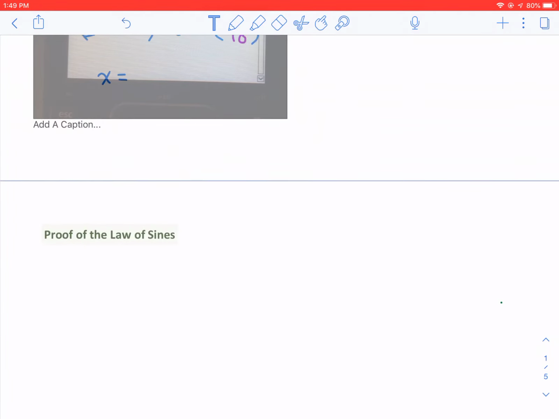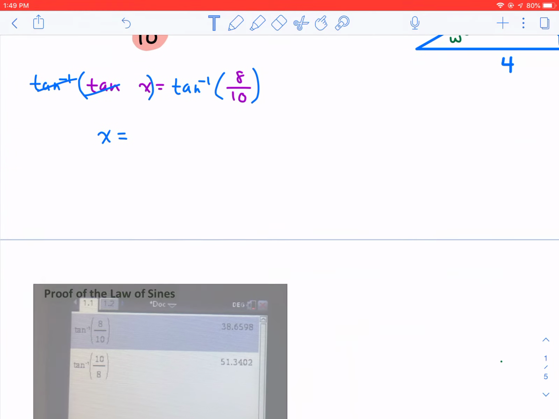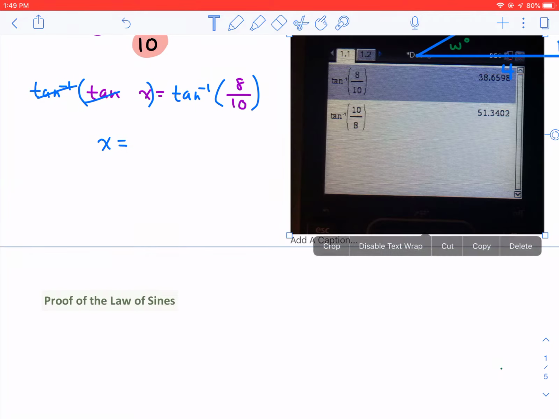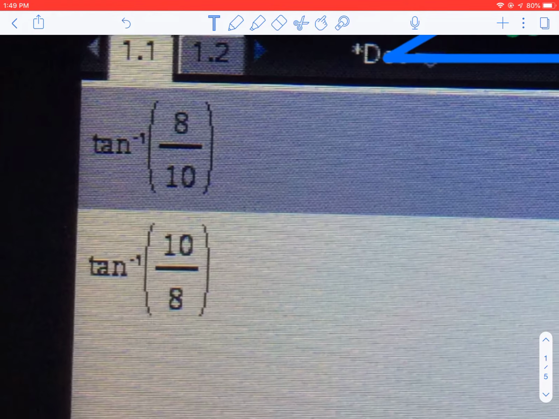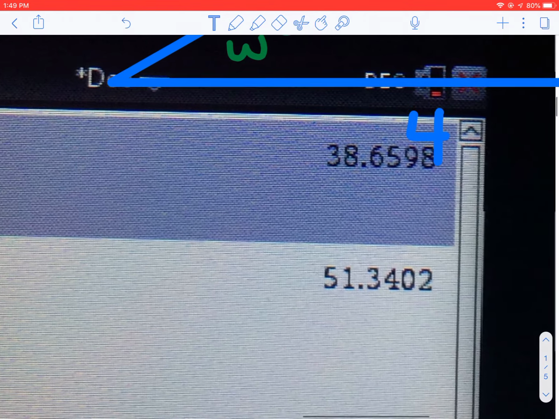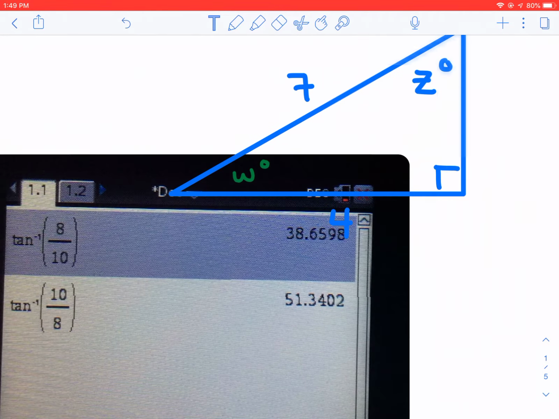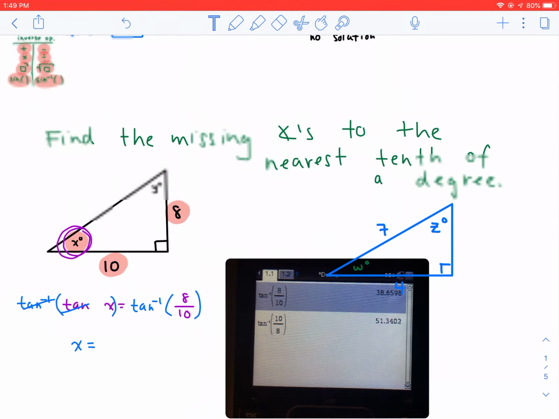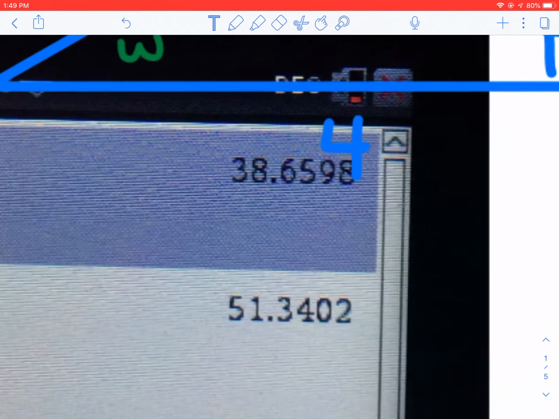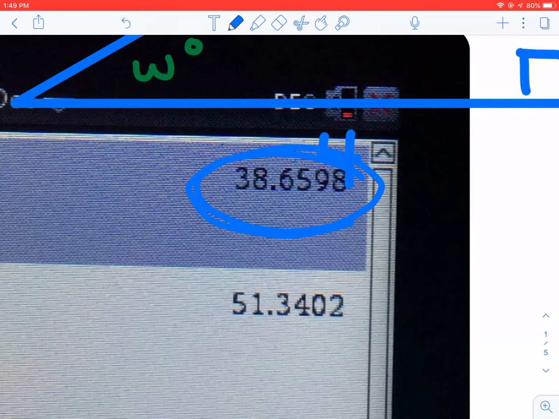Right, this is what you should be typing into your calculator. This is what it should look like. Bam. Right, so the inverse tangent of 8 over 10 is 38.6598. And round to the nearest tenth of a degree. Right, this answer you're going to be getting, it's an irrational answer.